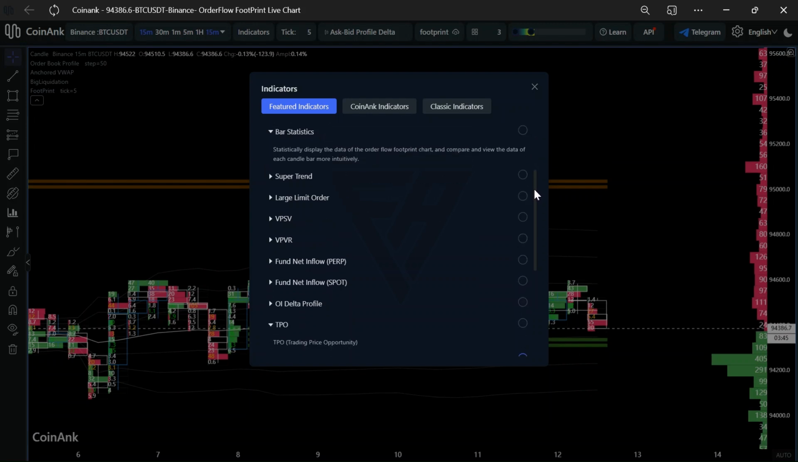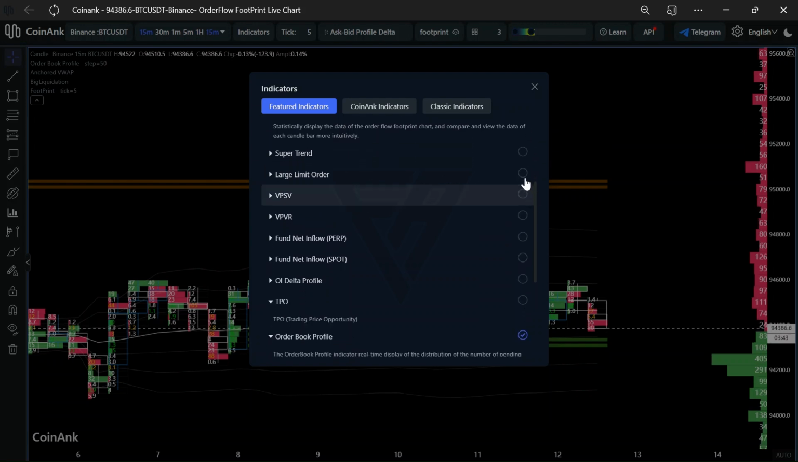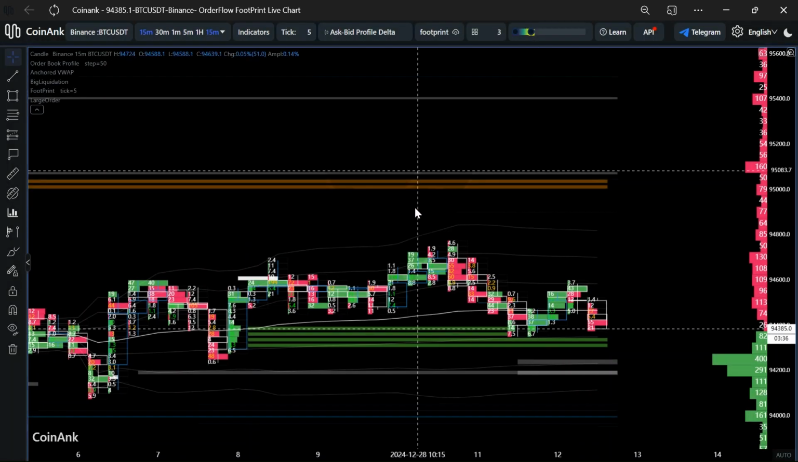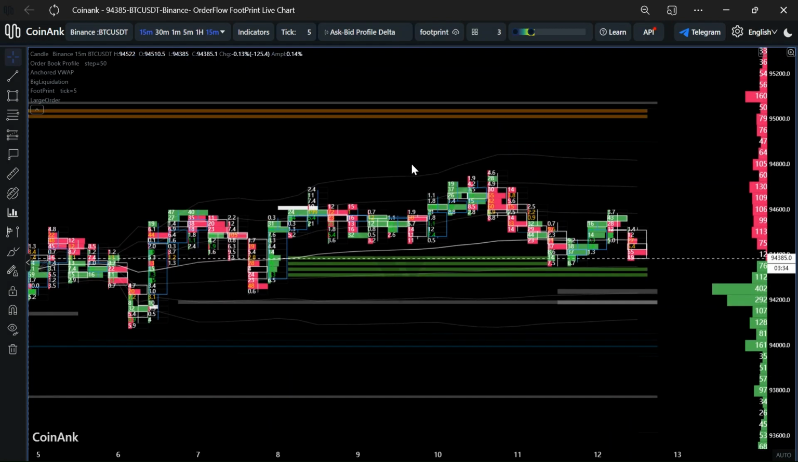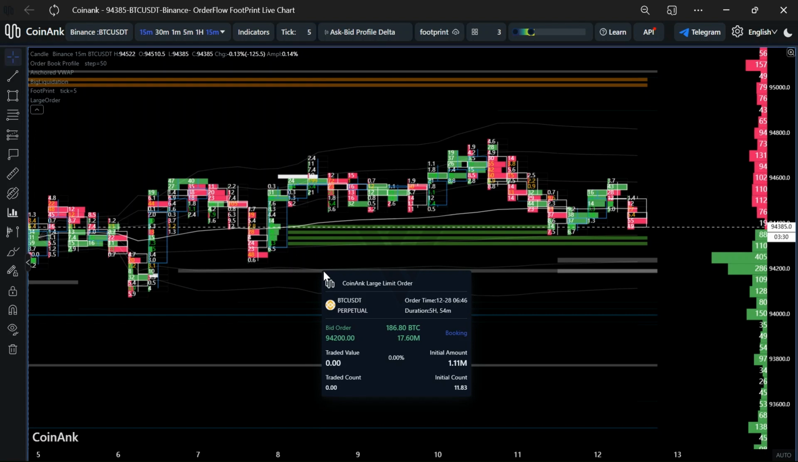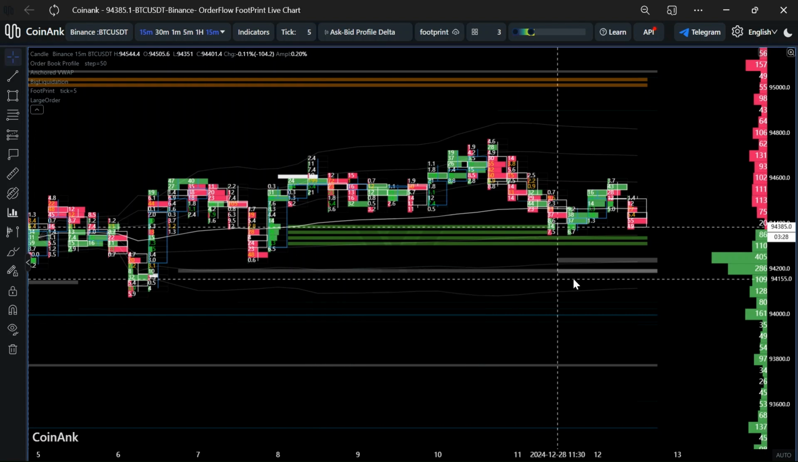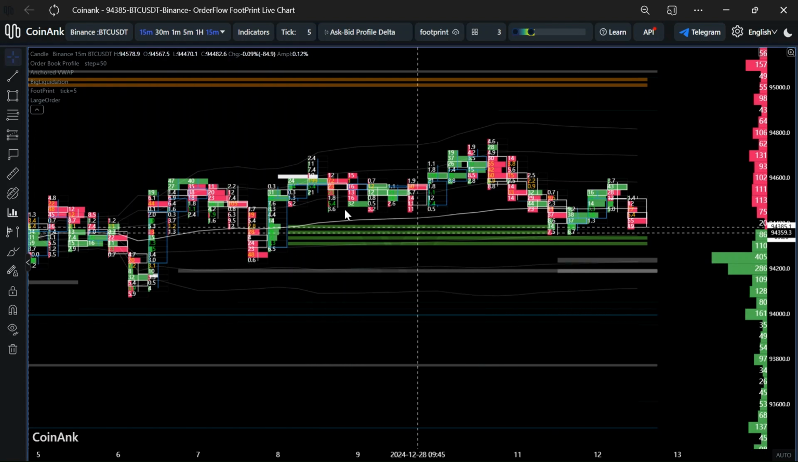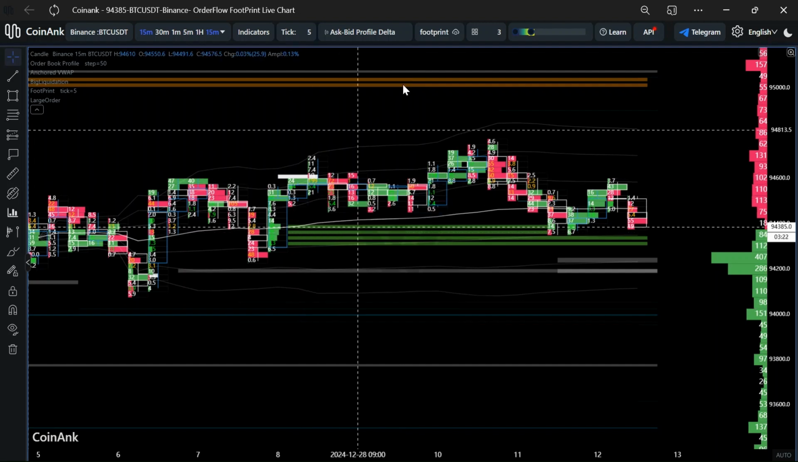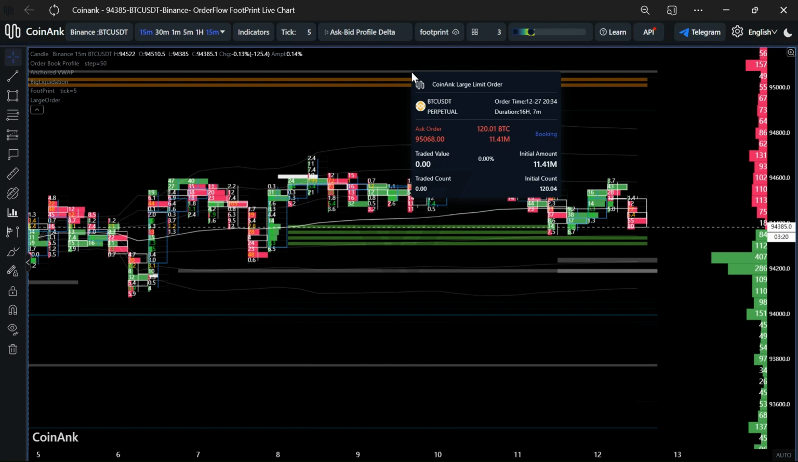Next, we can look at large limit orders. It shows price levels where large orders are placed, their amounts and status, filled or not. Above the current price is sell/supply, while below price are buy/demand.